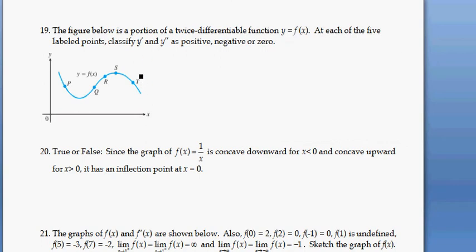Okay, let's look at this next problem. They're giving us a function that's twice differentiable, which means both the first and the second derivatives exist. And we're trying to find both the value, so either positive, negative, or zero, for the first derivative and the second derivative. So I'm going to make a little chart.